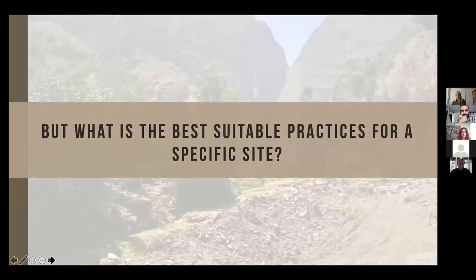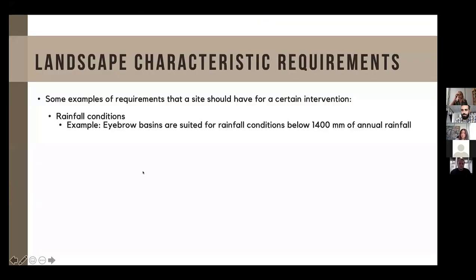But then how do you know what the best suitable practices are for a specific site? Of course, not all practices are suitable for each and every site. And this is actually quite a complex process. For certain landscapes, certain characteristics are required for practices to be implemented.